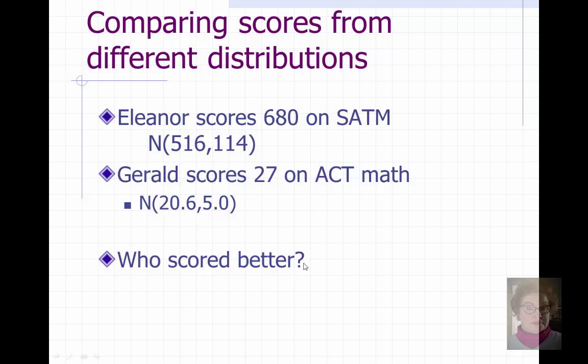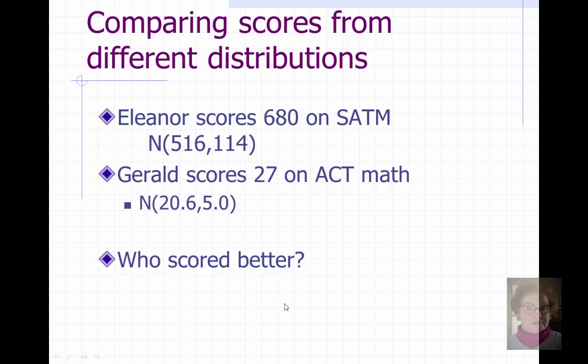Now, how do we use this? Well, in this scenario, we have Eleanor who took the SAT math test and she scored 680 on it. That score has a normal distribution with a mean of 516 and a standard deviation of 114. Gerald scored 27 on the ACT math test, and the ACT also has a normal distribution, but its mean is 20.6 and its standard deviation is 5.0. These distributions are so different. How can we compare these scores? How can we answer the question, who scored better?